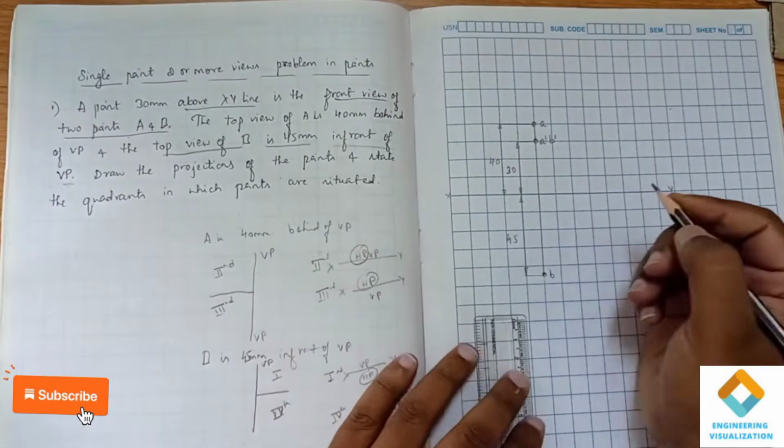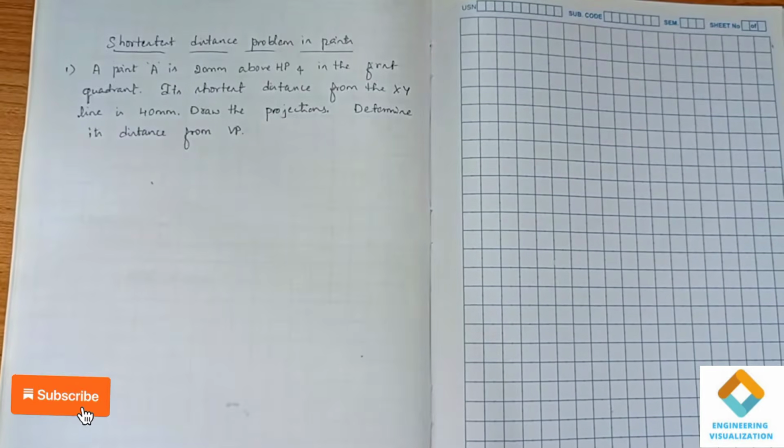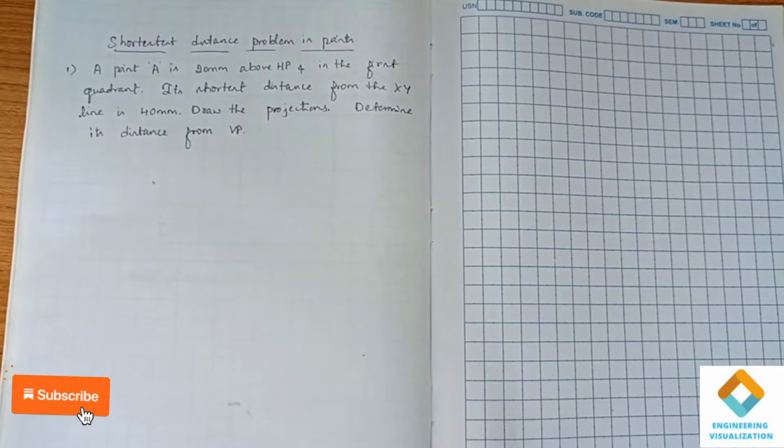Okay, so this is the problem of a single point with two or more views. Today we are going to learn about the shortest distance problem in points. They will be giving the shortest distance in this problem, so nothing but an arc distance we have to consider here. In this type of problem they will be mentioning only one view. Using the shortest distance we have to construct all the three views.